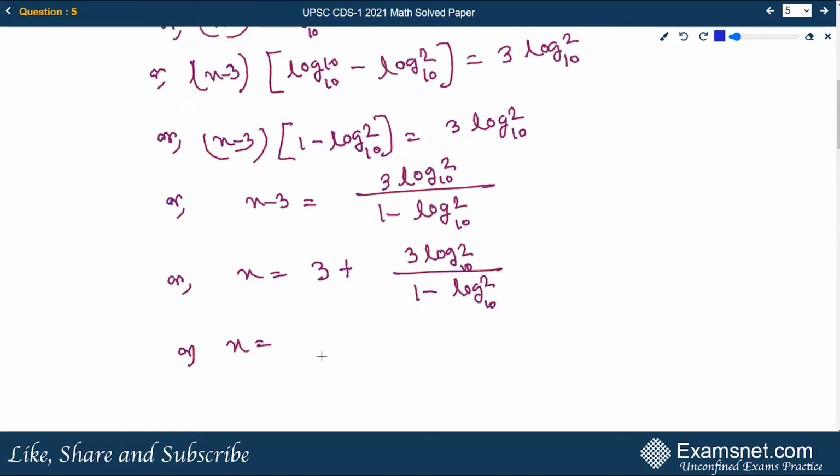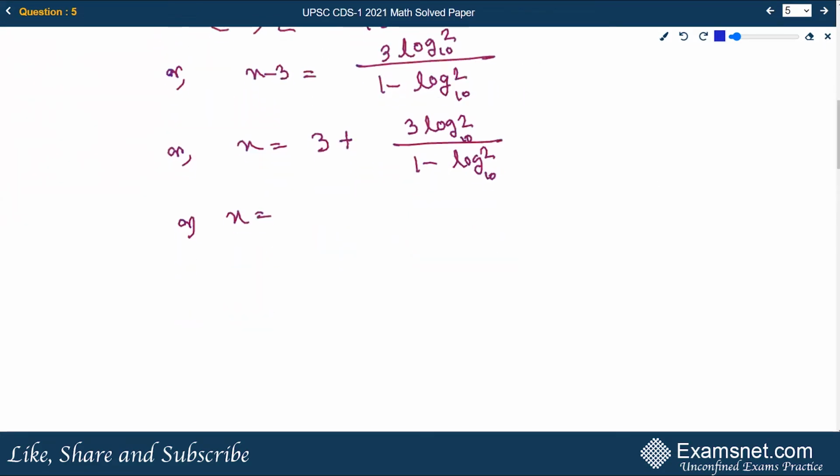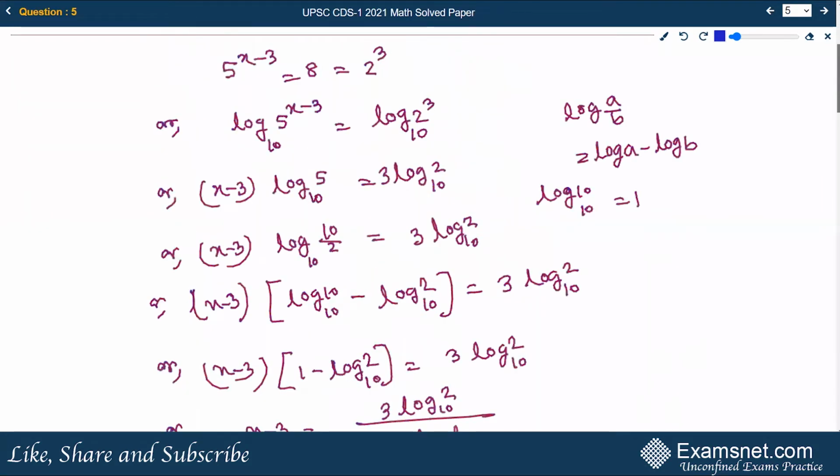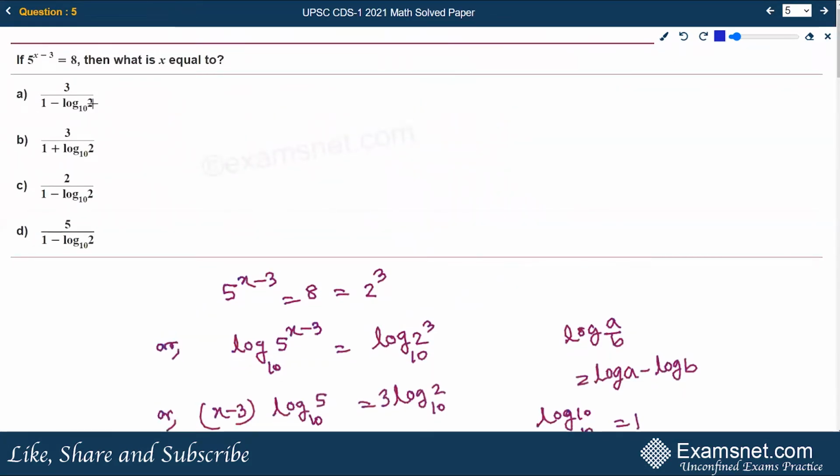So x equals to, now do the LCM, we will get 1 minus log 2 to the base 10. So it will be 3 plus 3 log to the base 10. Let's cancel this out. So we will be left with 3 by 1 minus log 2 to the base 10. Okay, so this is the value for x, 3 by 1 minus log 2 to the base 10. So here option A is the correct answer.